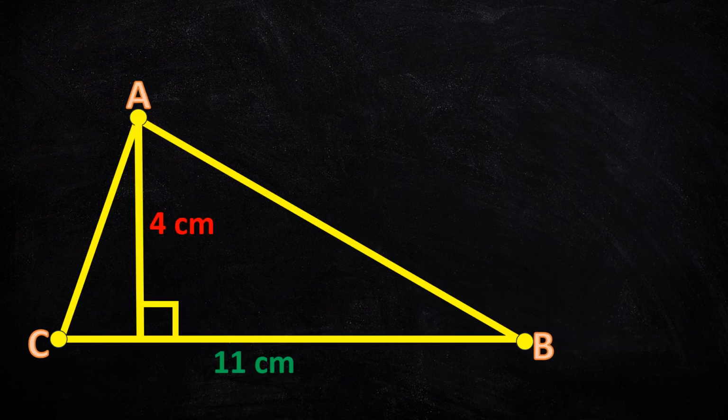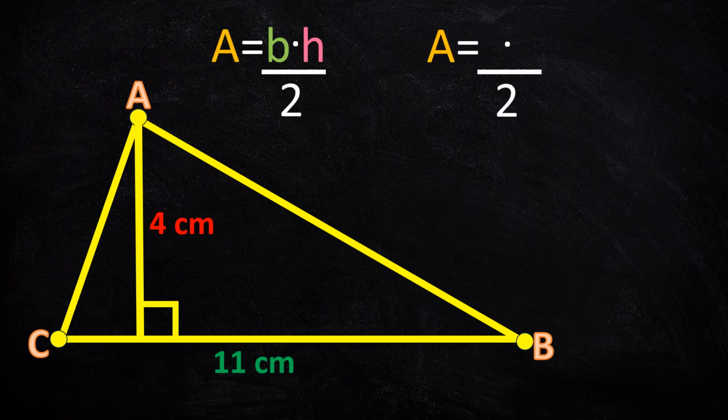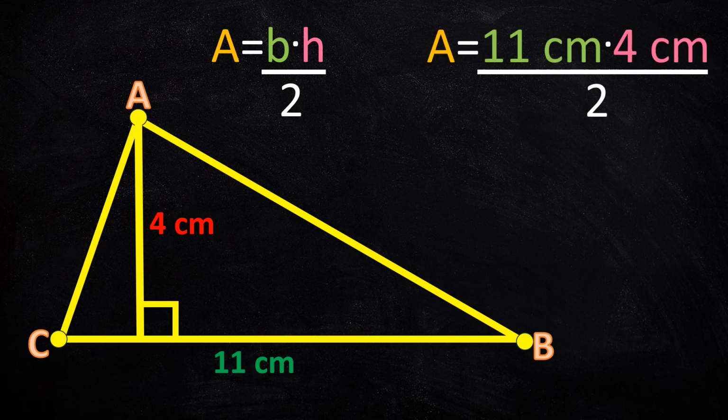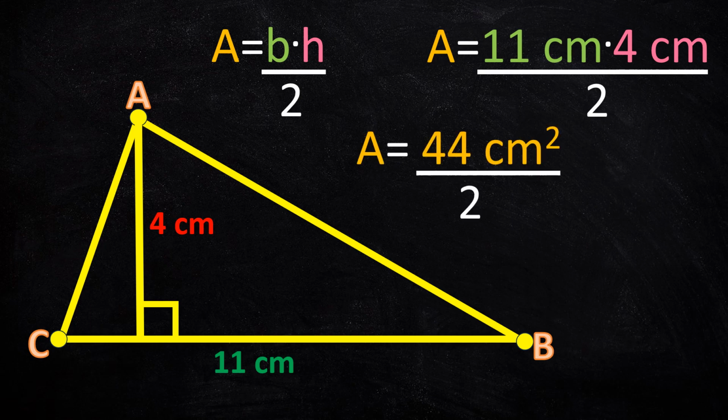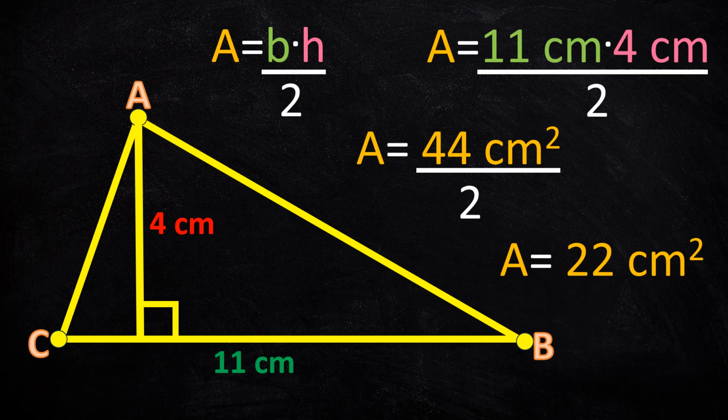In the next example, we have a triangle with a base of 11 centimeters and a height of 4 centimeters. Again, we apply the same formula. Let us put the values in. The base of the triangle is 11 centimeters, so we write 11 centimeters instead of B. And the height of the triangle is 4 centimeters, so we write 4 centimeters instead of H. 11 centimeters times 4 centimeters is 44 square centimeters. 44 square centimeters divided by 2 is 22 square centimeters, which is the area of the triangle.